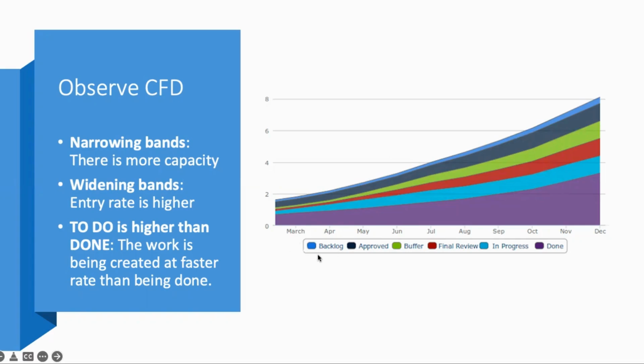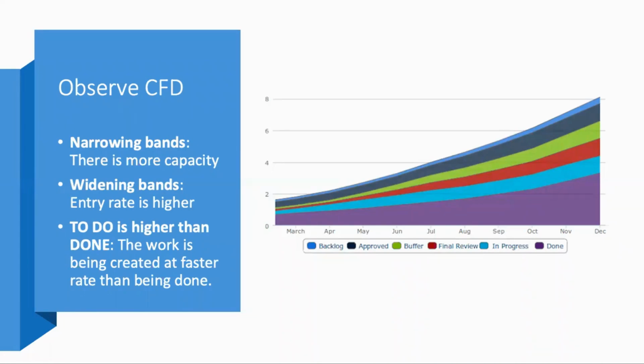For example, in this graph, backlog is one of the stages, which is the entry stage. And then you have various other stages in between, which is approve, buffer, final review, progress. And then you have an exit stage, which is the done stage.